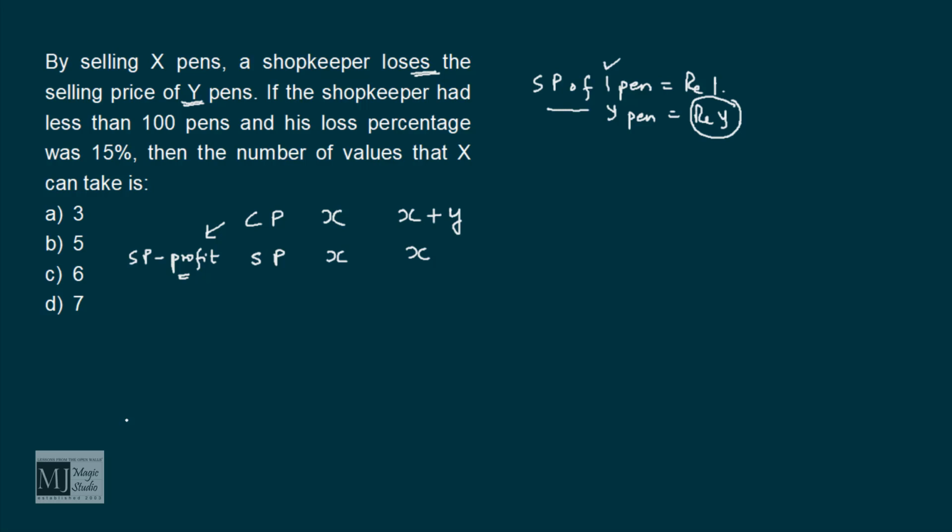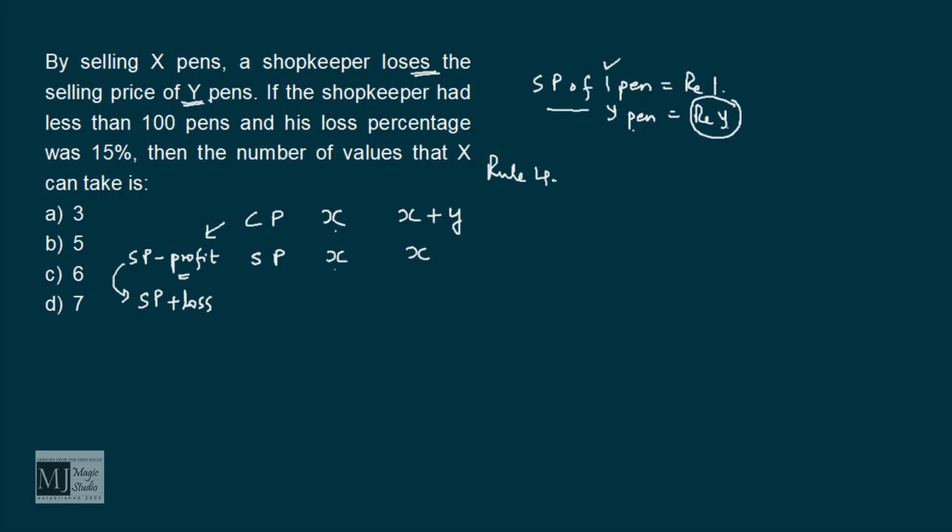Pause the video, rewind it again, and try to listen to it carefully. I'm doing it once again. It is assumed that the selling price of one pen is rupee 1. So if X pens are sold, selling price would be rupees X. Then what would be the cost price of X pens? Cost price of X pens would be SP minus profit or SP plus loss, if they have been sold at a loss. And what is the loss? Loss is the selling price of Y pens, which is rupees Y. That means the cost price of X pens is X plus Y.